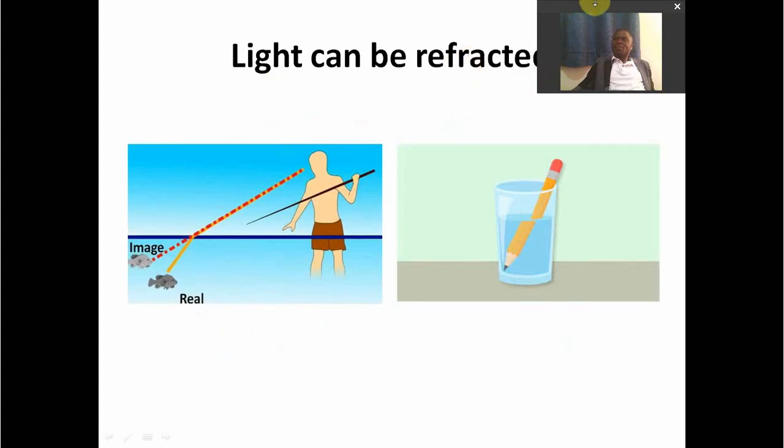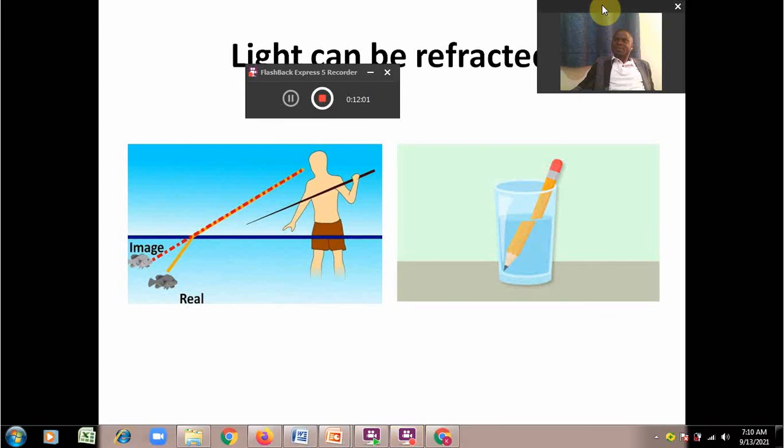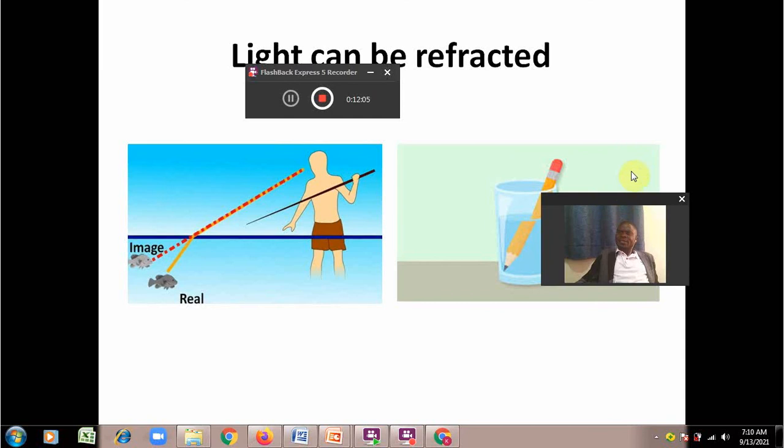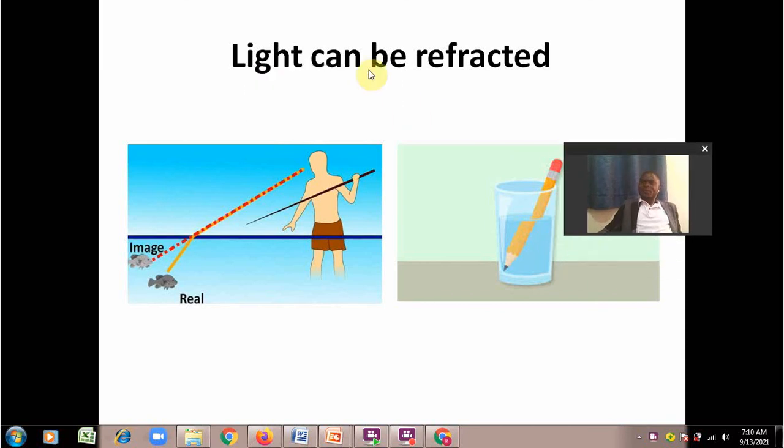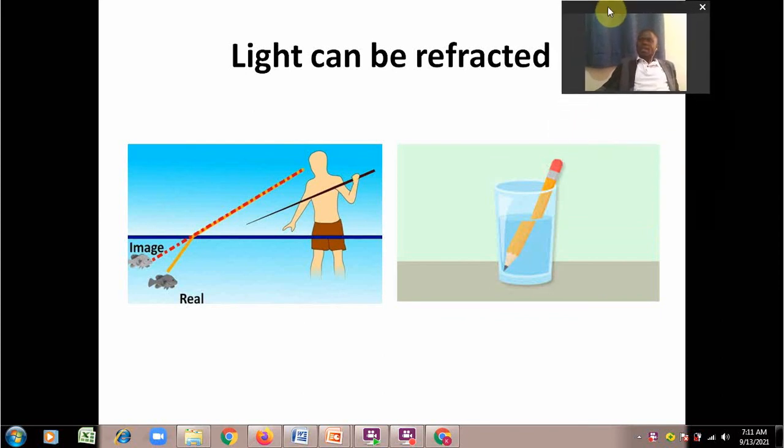Light can be refracted. Let's look at the word refracted properly. Yes, light can be refracted, not reflected. What is refraction? Refraction is the bending of light rays. All together. So, light can be refracted. How? When light rays hit some surfaces, it is bent. Refraction is the bending of light rays.